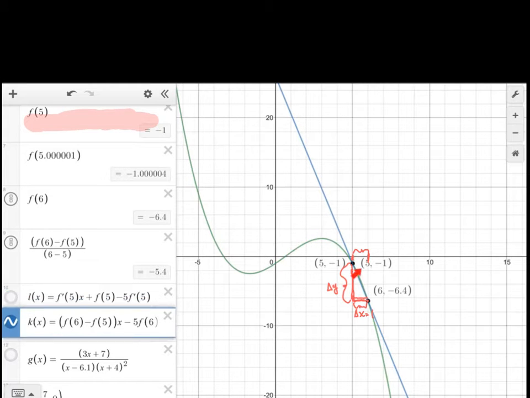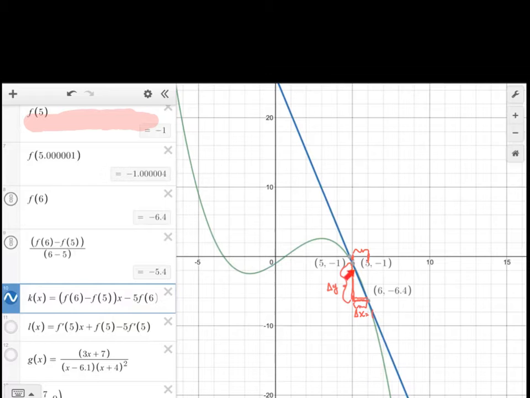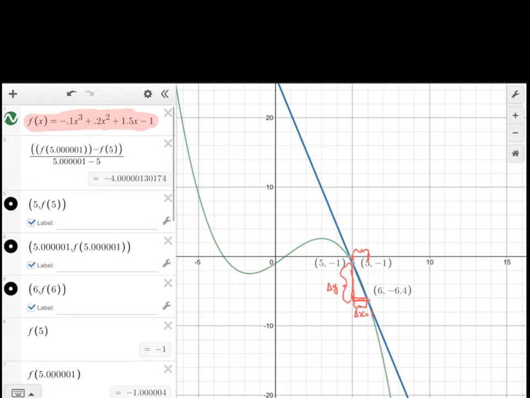All right? But to find the average rate of change, as we know from before, you just do delta y over delta x. Okay, so our 2 points here are 5 comma f of 5, so that's 5 comma negative 1. You plug in a 5, you get negative 1. And if you plug in a 6, you get negative 6.4. And you simply do delta y over delta x. So f of 6 minus f of 5 divided by 6 minus 5. And you have yourself your slope.